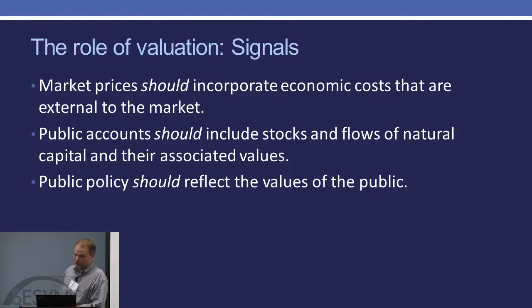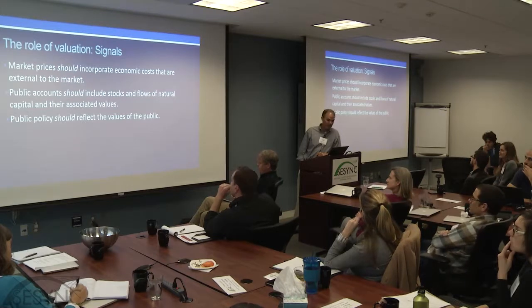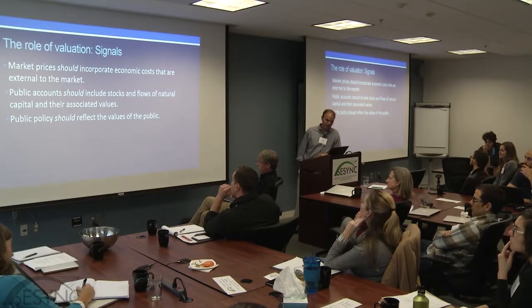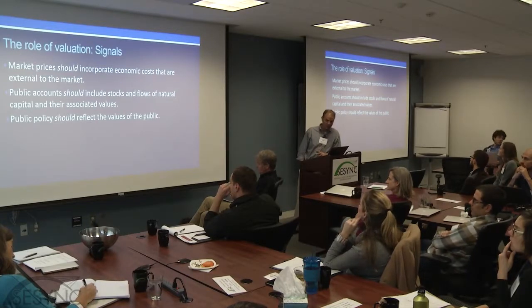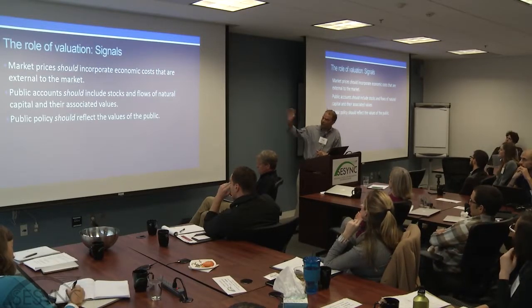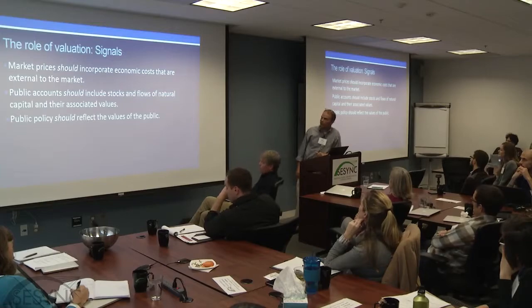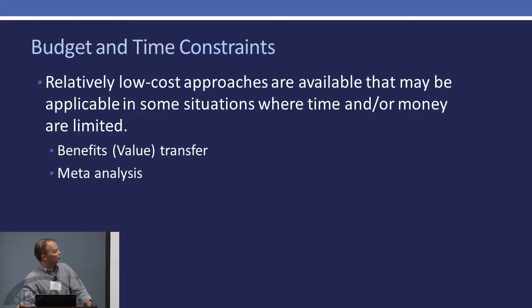Signals. We don't say should very much. Here's some things that maybe economists agree on, right? We had a few of those this morning. Market prices should incorporate economic costs that are external to the market. Public accounts should include stocks and flows of natural capital and their values. Public policy should reflect the values of the public. Valuation helps us do all this stuff. Signals, proper signals, right? If you want to think why we have these problems, well, maybe we're not getting the right signals.